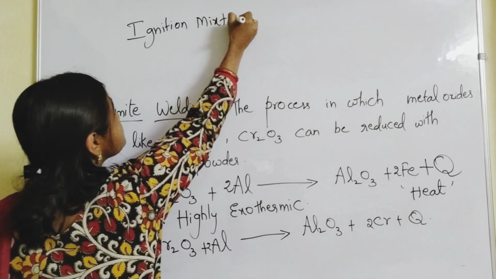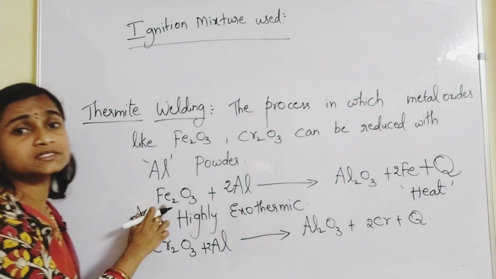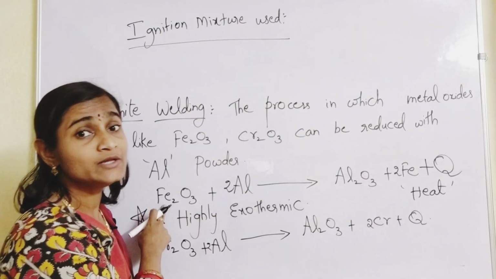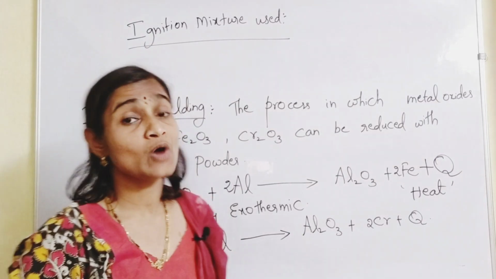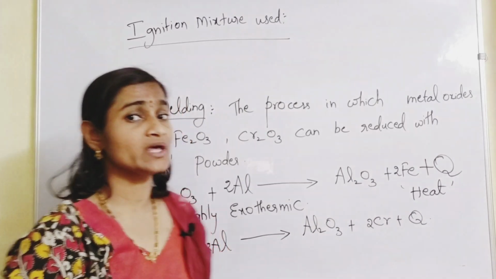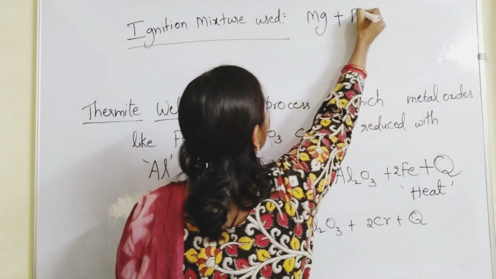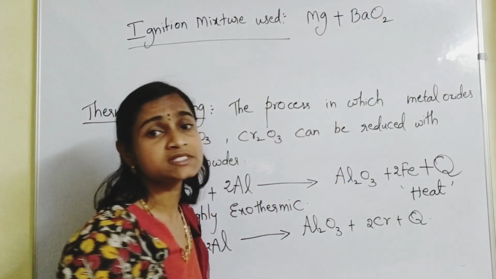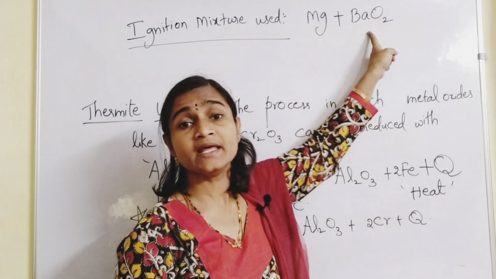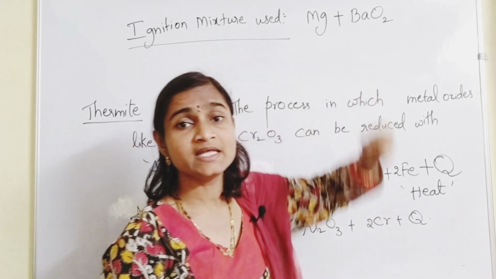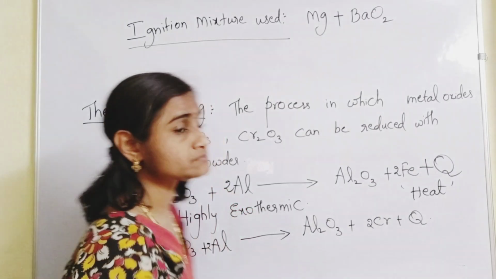What is the ignition mixture used to ignite the mixture of aluminum and iron oxide? You'll be getting this in objective multiple choice questions, so please remember. The ignition mixture used is the mixture of magnesium powder and barium peroxide. The mixture of magnesium powder and barium peroxide is used as the ignition mixture. Please remember barium peroxide.